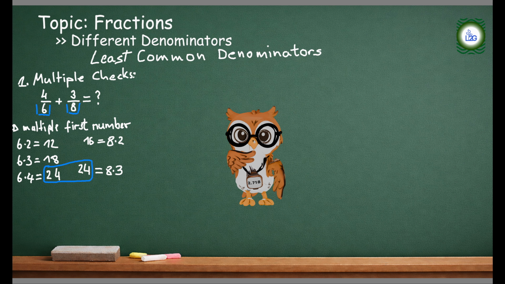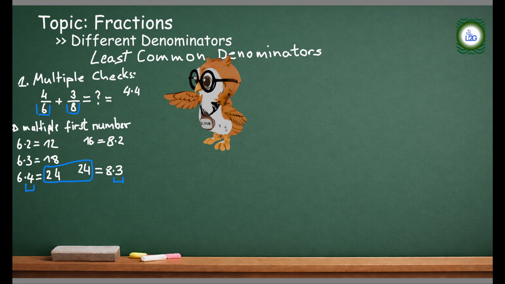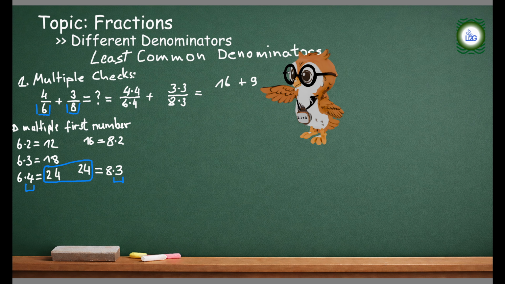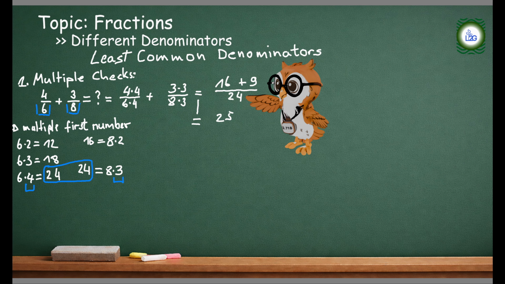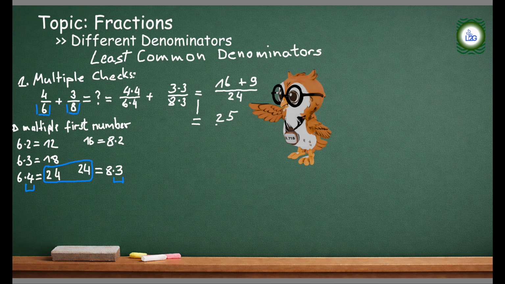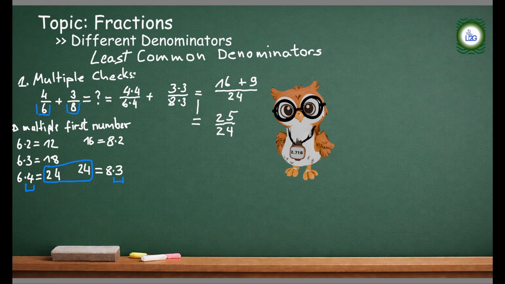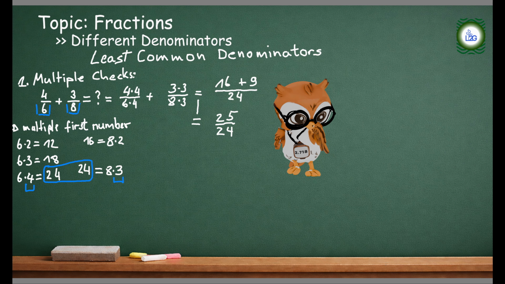With this, we can add the fractions. 4 times 4 over 6 times 4 plus 3 times 3 over 8 times 3 gives us 16 plus 9 over 24 equals 25/24. Awesome, Kiki. And the least common denominator is only half as large, as 6 times 8 equals 48.